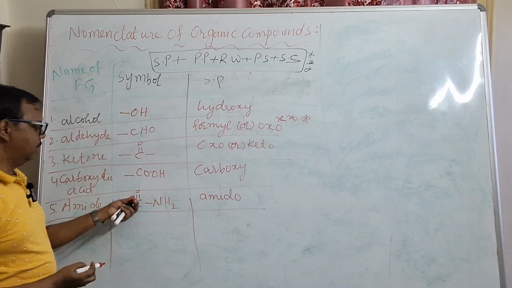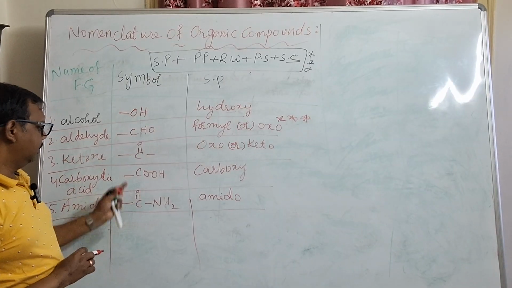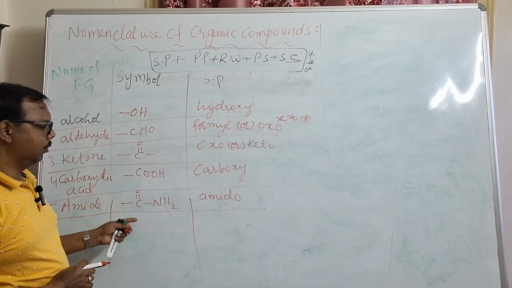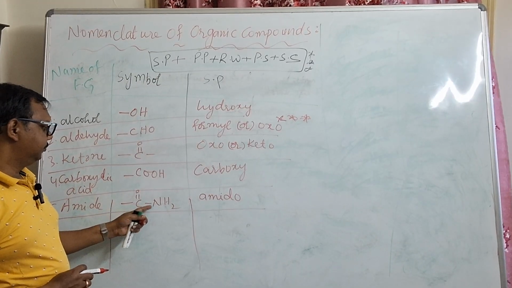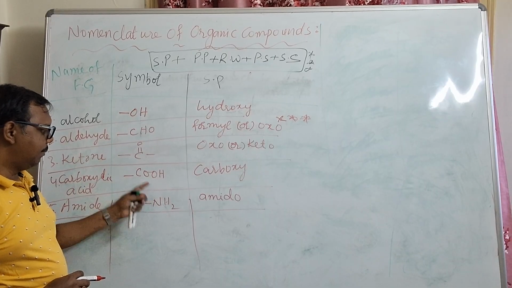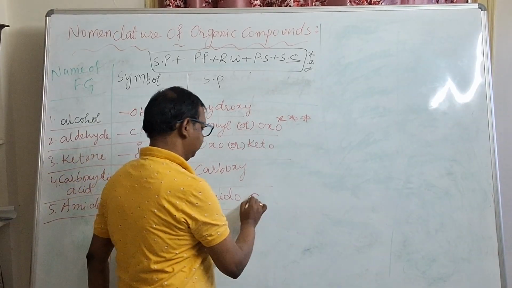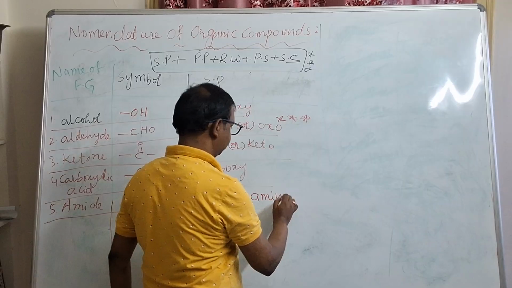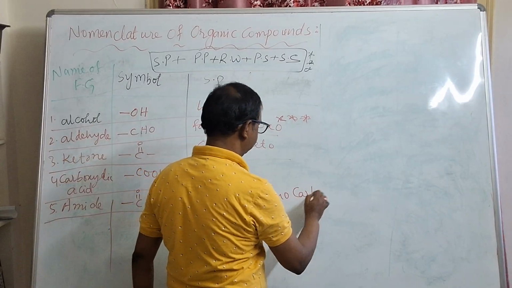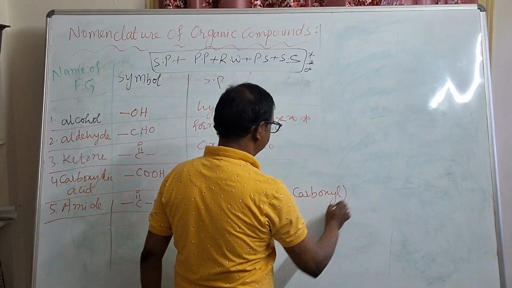Or we call it here C double bond O NH2, amido. Or we can write it as amino carbonyl.